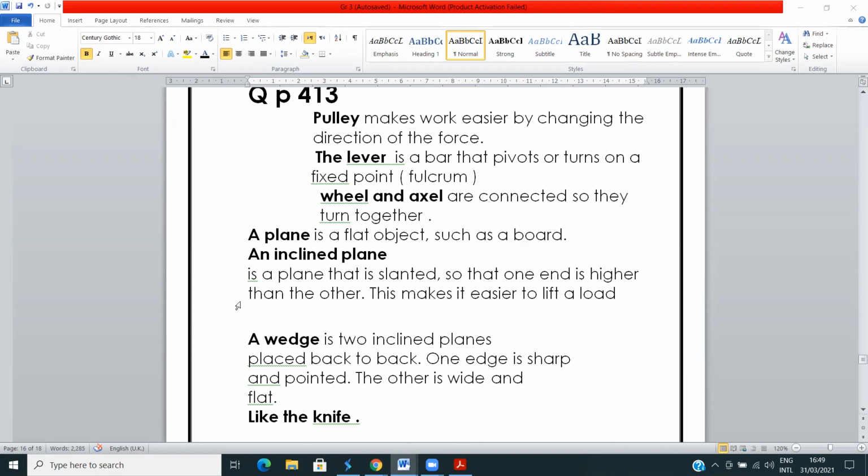Edge means the end. One edge means one end. It's sharp and pointed like a knife. Do you know a knife? The knife is the wedge. You know, my students? Okay. Thanks, my students.